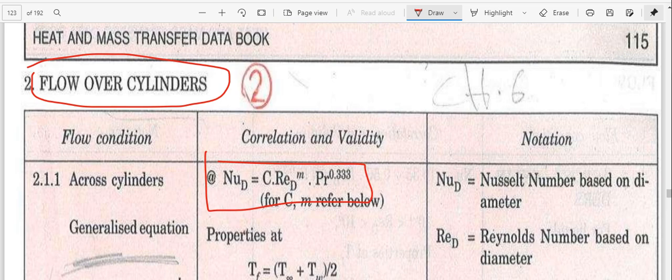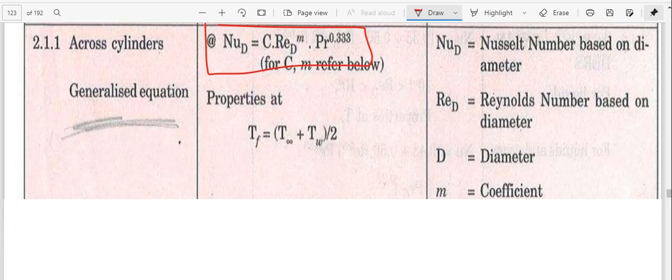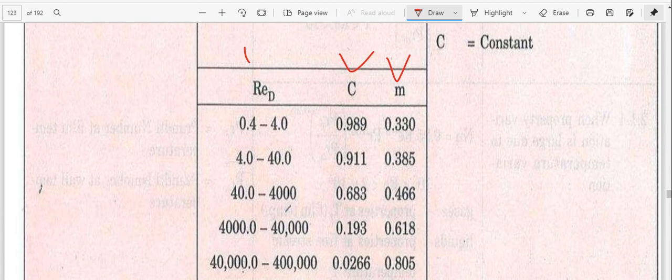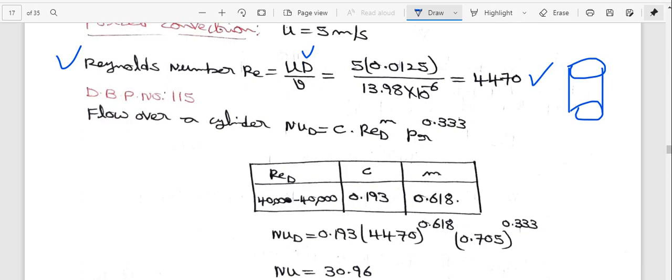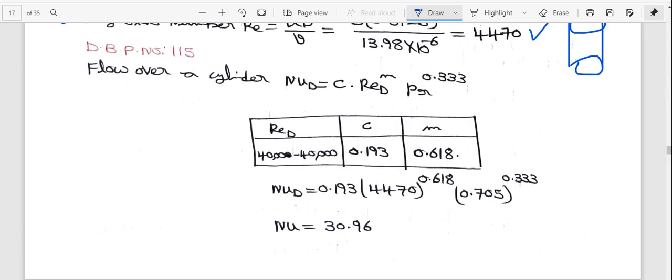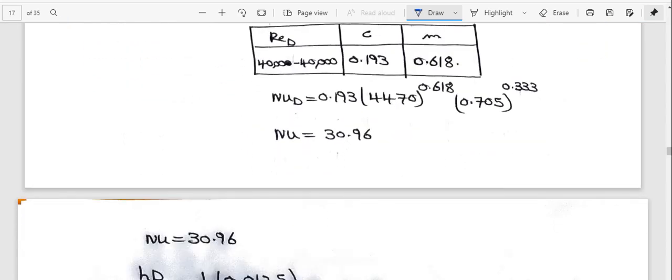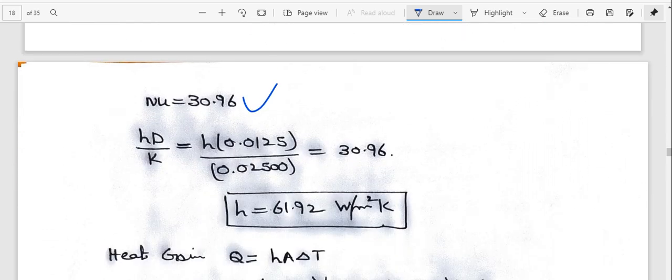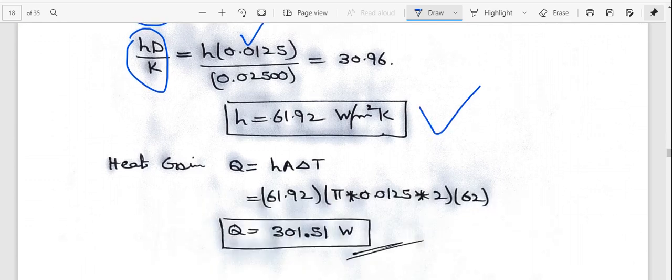Nu_D is equal to C Re_D to the power m Pr to the power 0.333. We need to take the C value and m value from the Re_D value. What is the Re_D value? 4470. What is the range? 4470 falls in this range, which gives the C and m values. We substitute the C and m values in this equation. After substituting, Nu_D is equal to 30.96. Then Nu_D is equal to h D by k. The k value and D value can be substituted in h D by k. So this is the convective heat transfer coefficient value.